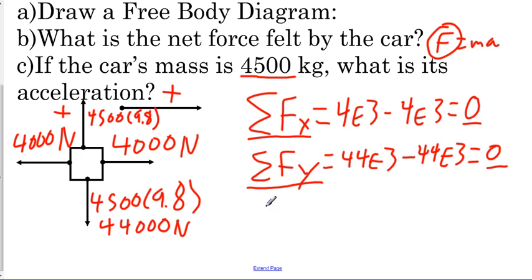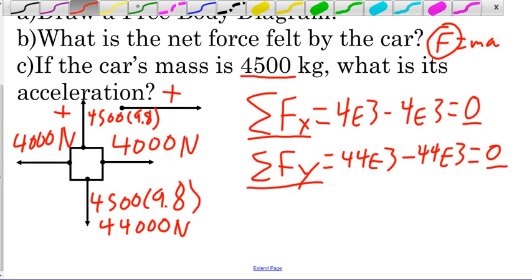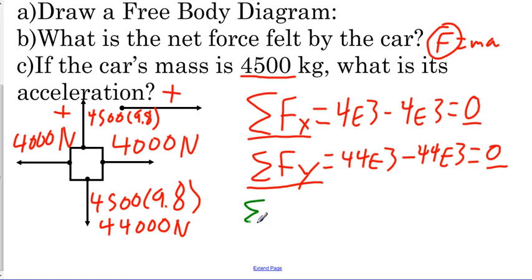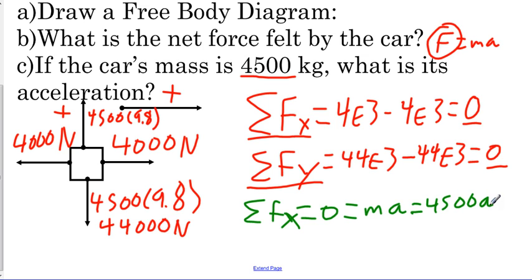And so the sum of all forces in the X, let me just rewrite this with a different color down here. If we do the sum of the forces in the X, we found that to be equal to 0. That's going to be equal to the mass times acceleration, which is going to be equal to 4,500 A. So 4,500 A is equal to 0, which means that our acceleration in the X is going to be equal to 0 meters per second squared.